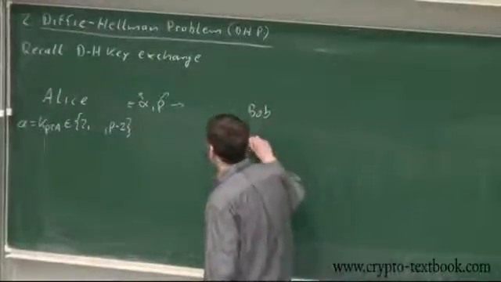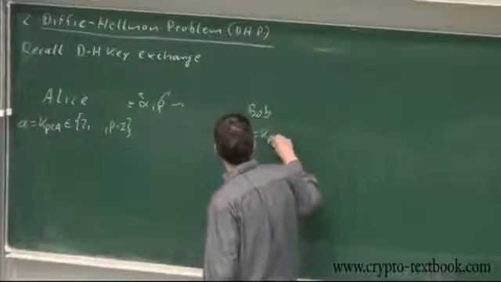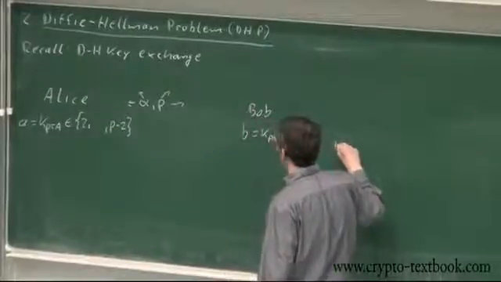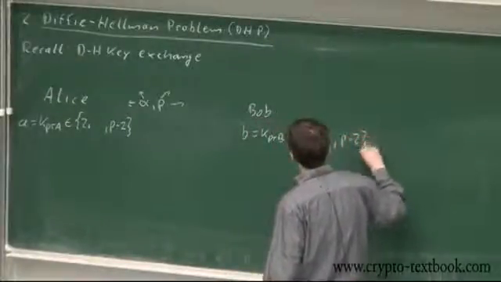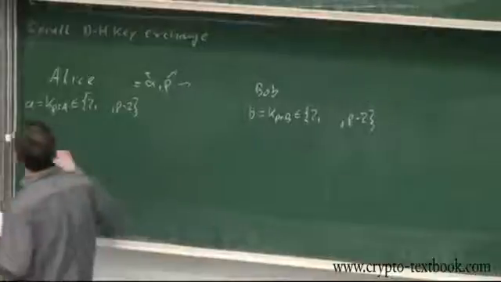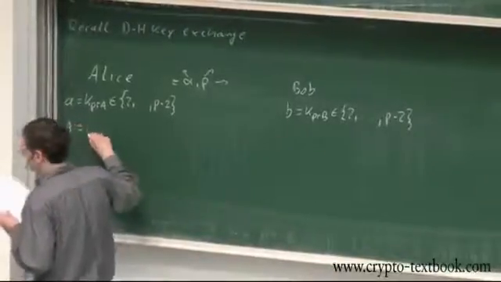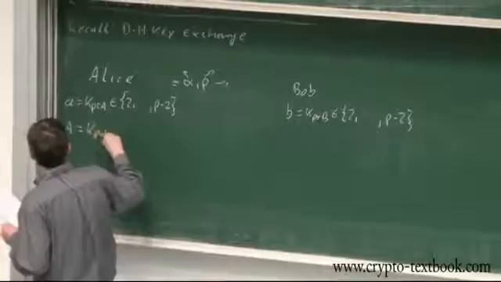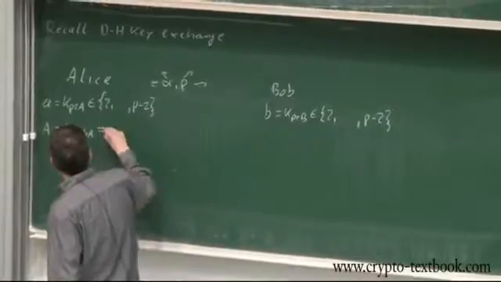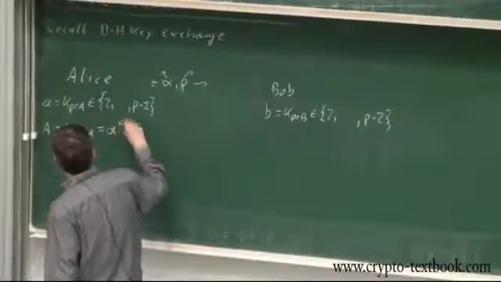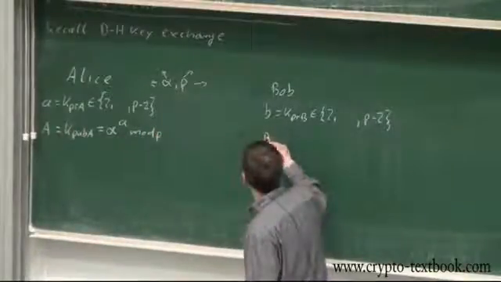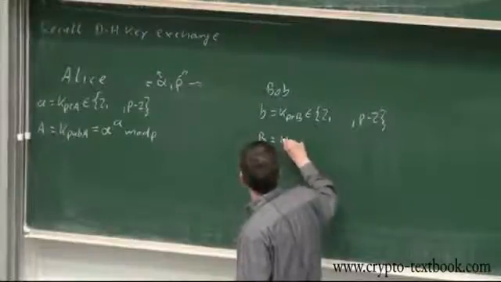Bob does the same. So Bob picks his private key b. Then Alice and Bob each compute their own public key, which we denote here with uppercase letters. Uppercase A is Alice's public key, which is alpha to the a mod p. Bob does the same.